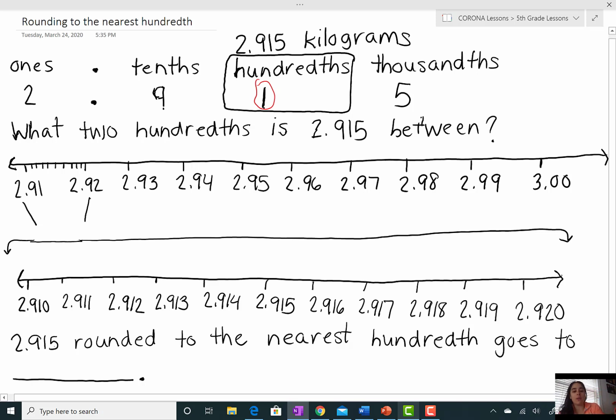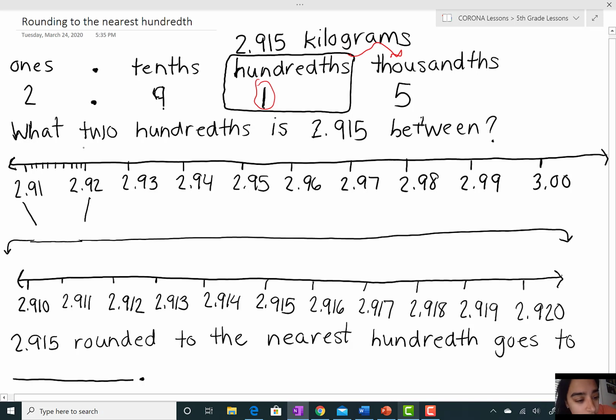Now, like we did before, when I'm rounding to the nearest place value, I'm looking at the digit that is next to it, which in this case is the 5 in the thousandths place. So we're thinking to ourselves, what does the 5 in the thousandths place do? Is it going to move this number up to 2 92/100ths, or is it going to move it down to 2 91/100ths? To do that, I decided to mark out the thousandths in between 2 91/100ths and 2 92/100ths.